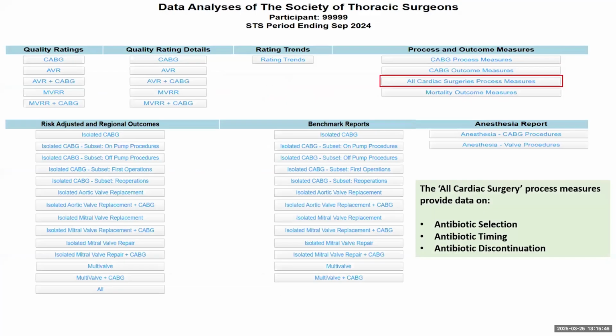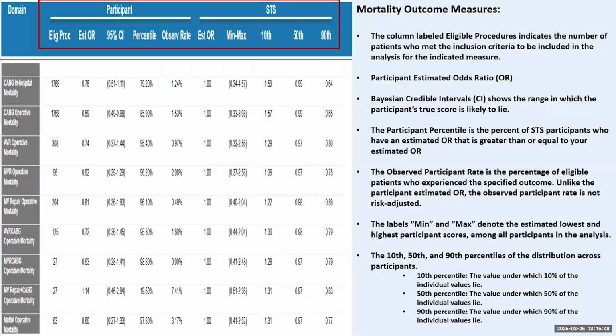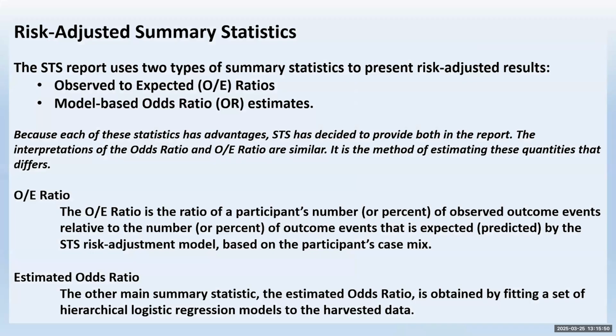Thank you, Carol. Amy asks, for O to E, does STS divide the observed by the denominator population and then divide by the predicted? O to E equals observed mean count over denominator population divided by mean risk values.